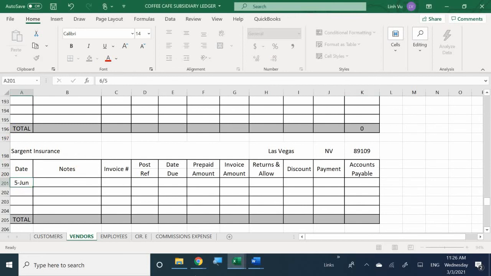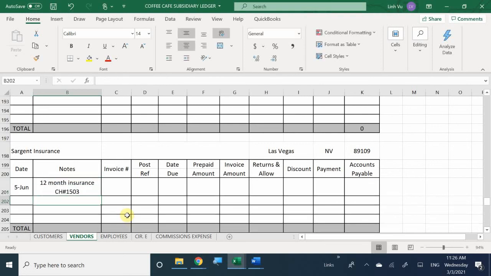Again, date is 6/5. Your note here is that you paid a 12-month insurance plan. And also, since we made a payment, you want to include that you made a payment using check number 1503. Okay. So again, is there an invoice number? In this case, no. It's a contract, so you can skip that part right there. Post reference.